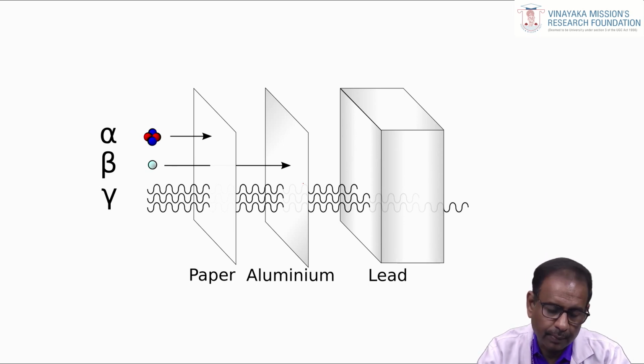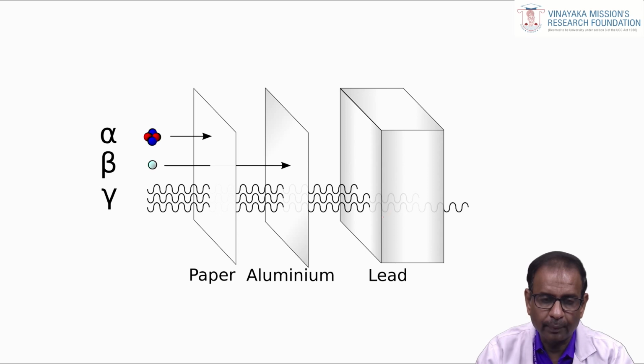But gamma radiation is very powerful. This is a wave-like radiation, so paper and aluminum are not enough, and we need lead. Only lead stops the gamma radiation, and X radiation also. You need that to stop the gamma radiation.